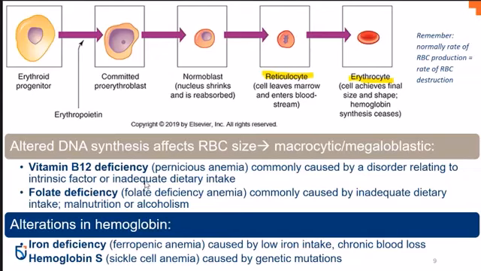Then the other side of the coin is that somebody's just not taking in enough. So if you have a vegetarian or a vegan that's not supplementing with vitamin B12, then they don't have enough available in their body, even if they're producing enough intrinsic factor to allow for proper formation of red blood cells.